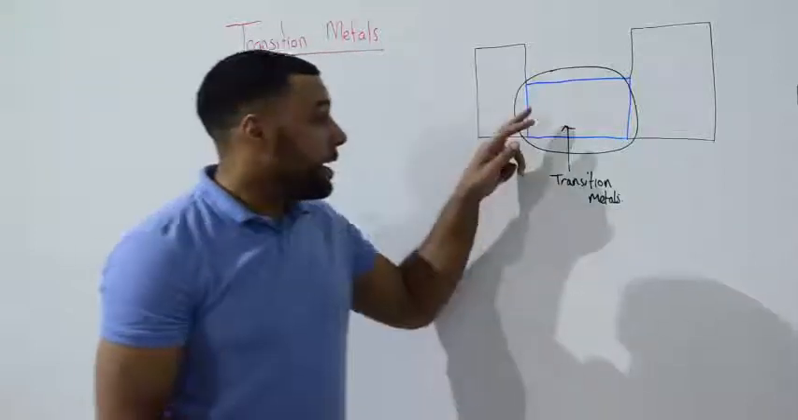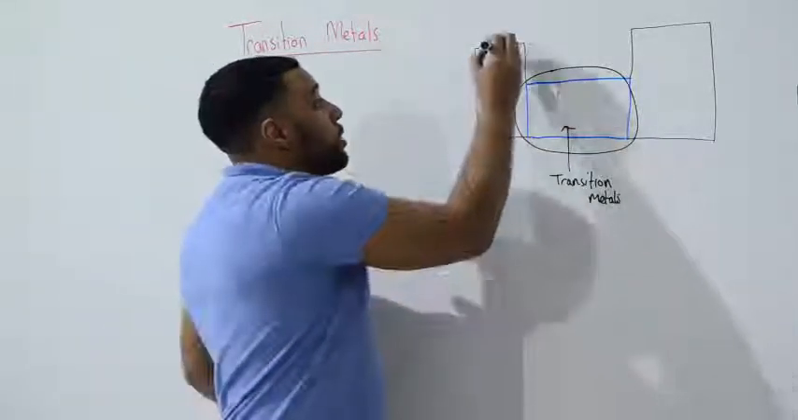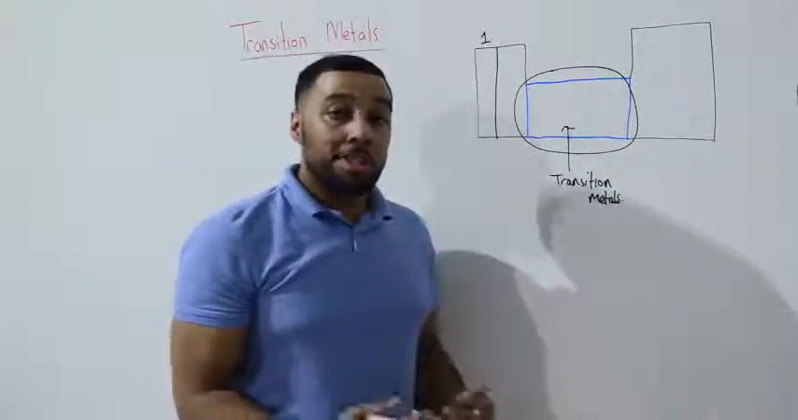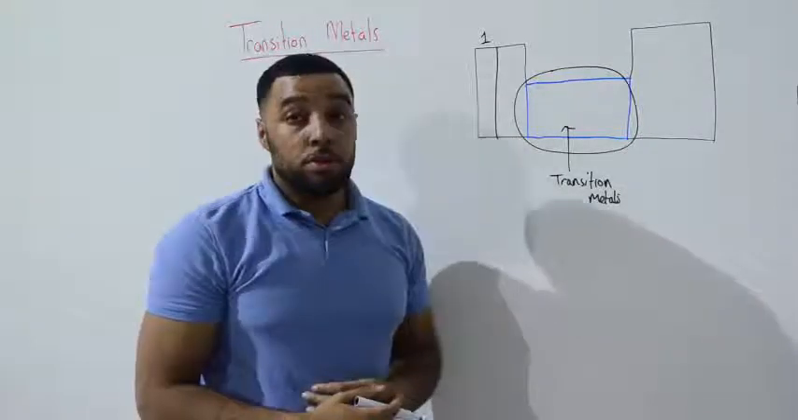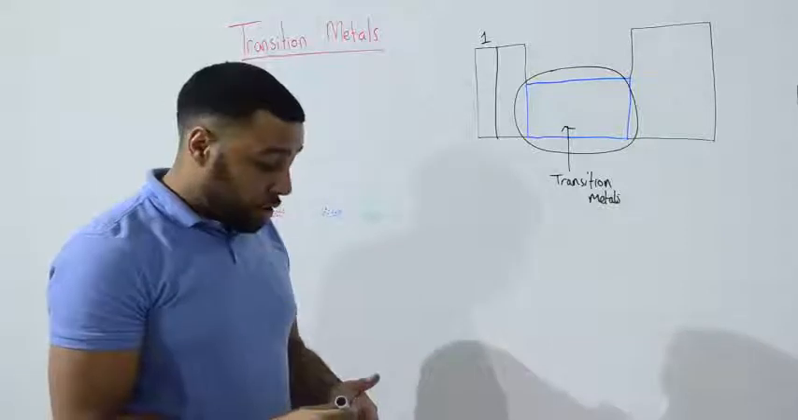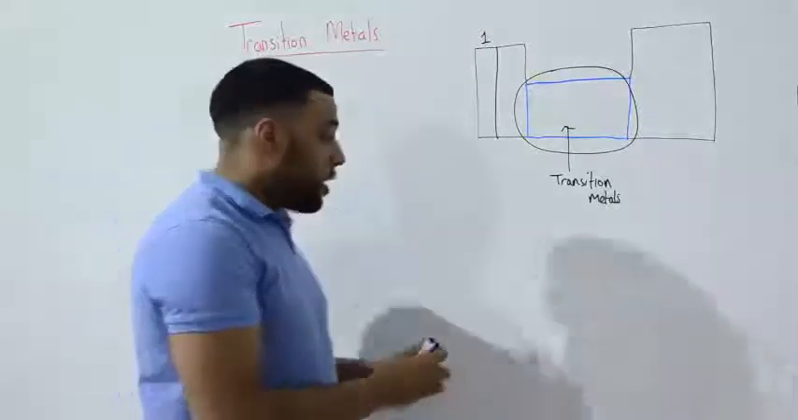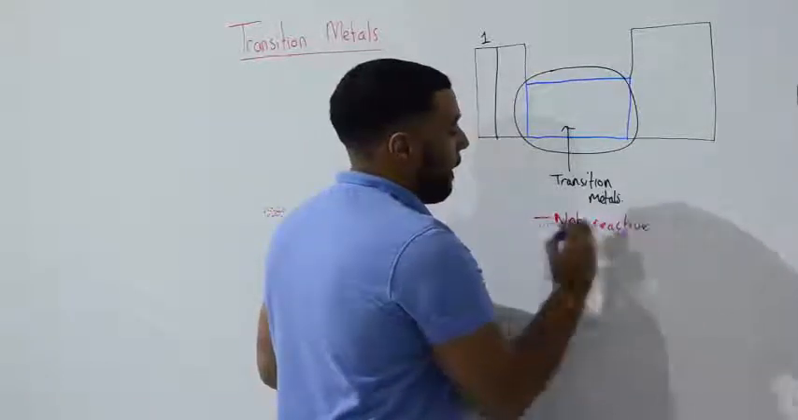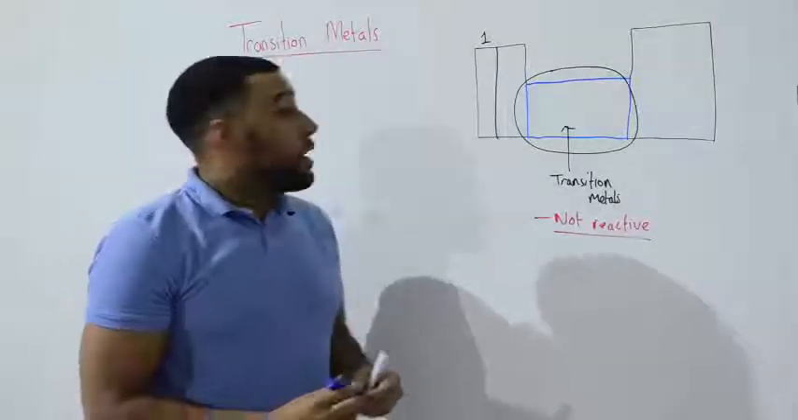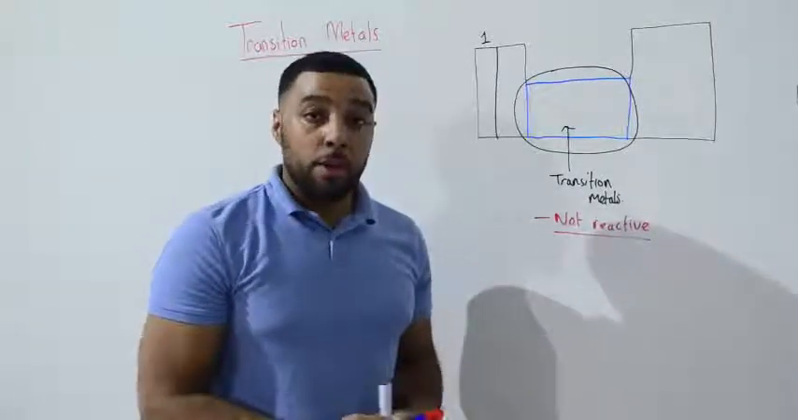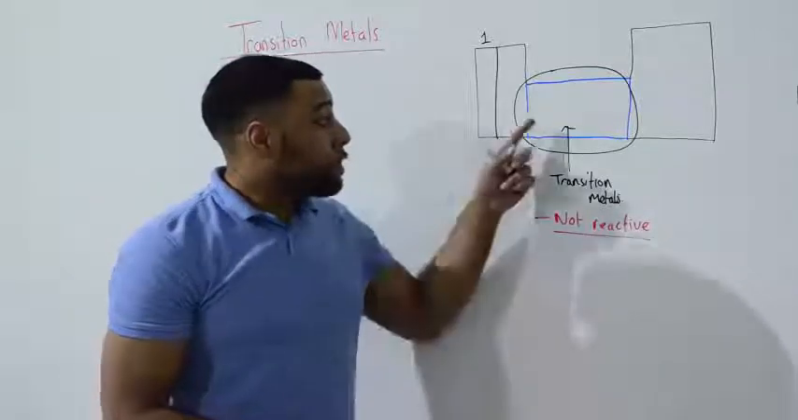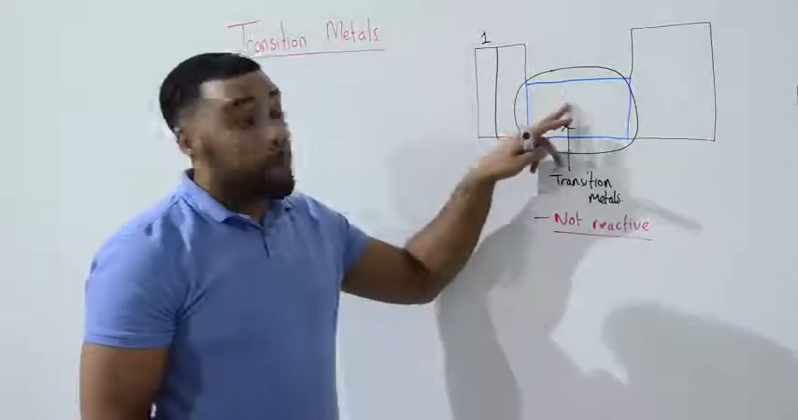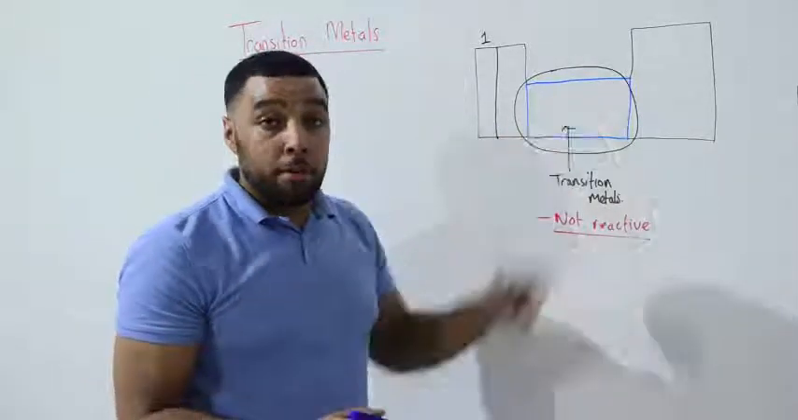You could be asked to compare these transition metals to the metals in group 1, and you should know some of the differences. First of all, transition metals are not reactive. We've seen in our previous video that the group 1 metals react quite violently with water and also with oxygen. Transition metals don't react with oxygen or water, and this is why we can use copper in our water pipes.